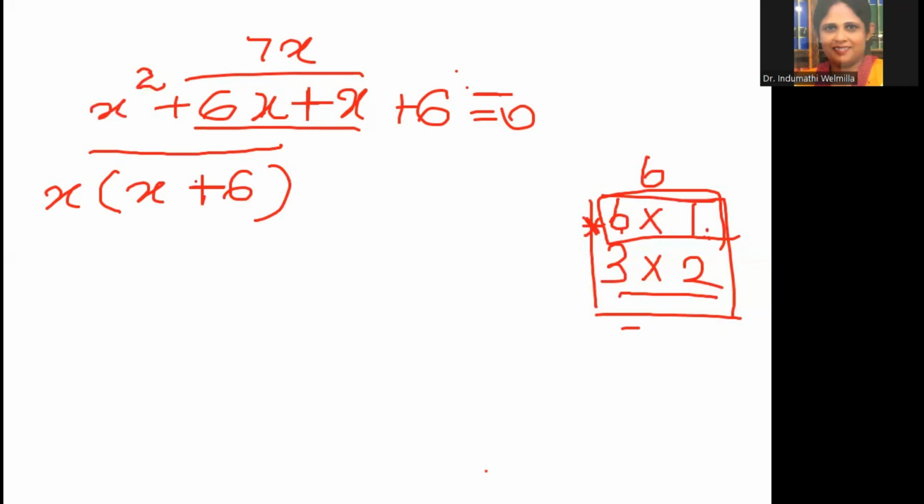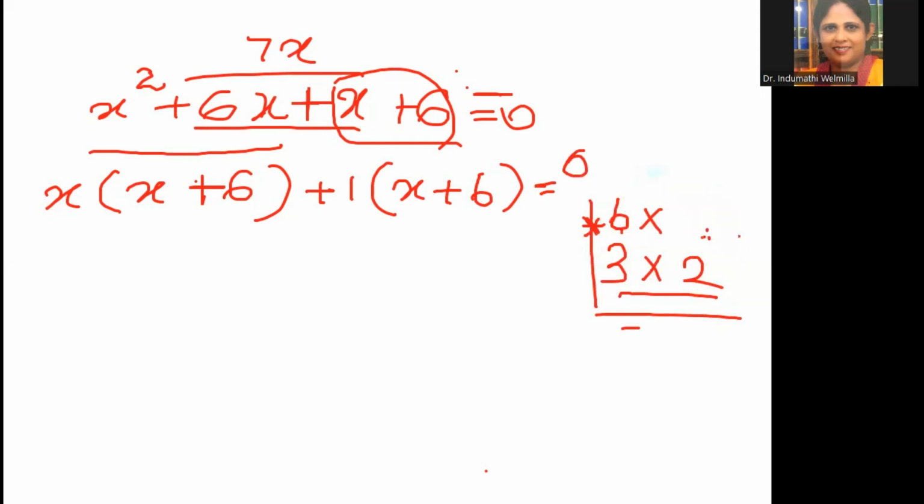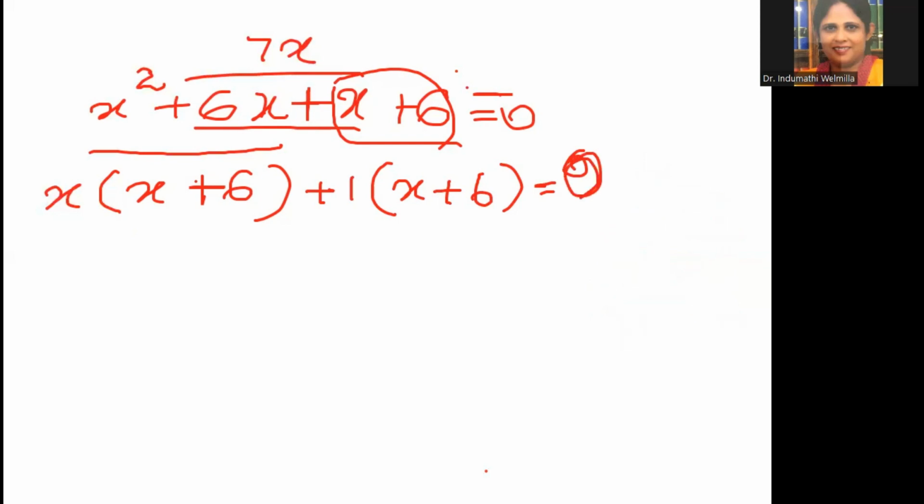Then 6 remains. And next we need to consider the last two terms. When we consider the last two terms, are there any common factors? No, but we know if there is no common factor, 1 is the common factor for both, right? Then x and x plus 6. When we multiply by 1, it's also x. When we multiply 6 by 1, it's also 6, right? So then equal to 0. I will delete these things now. So this is the 0, okay?